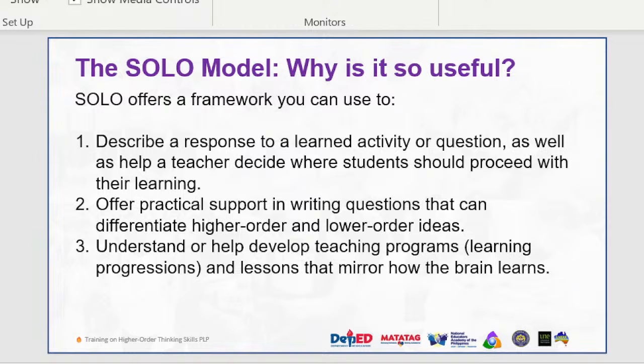So once you know SOLO, you can understand and cannot ignore what SOLO is telling you to do. Because based on the response of the learner, you can identify if they are at the LOTS or at the HOTS.